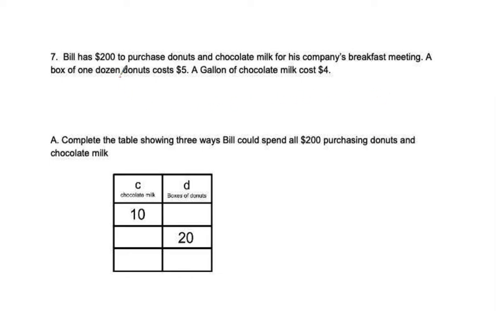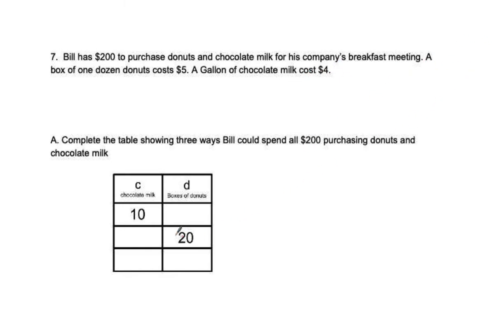Bill has $200 to purchase donuts and chocolate milk for his company's breakfast meeting. A box of 1 dozen donuts costs $5. A gallon of chocolate milk costs $4. So we already see that D is labeled for us here, so we're going to say D. Well, D doesn't equal 5. We don't want to do that. But a box of donuts costs 5, and a gallon of chocolate milk costs 4. That's the information we're given.